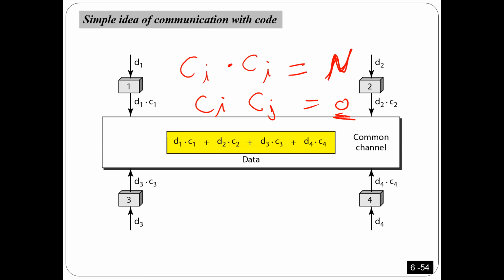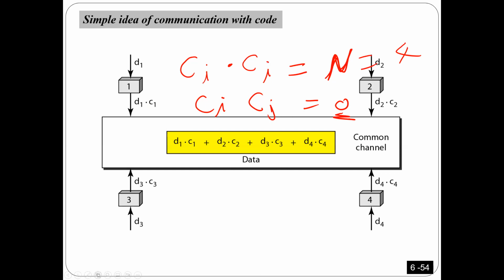I'm going to select these special codes, as you will see later, so that when I multiply the code by itself, I'm going to get n, where n is the number of computers. In this case, we have 4 computers, so n is 4. When I multiply the code by any other, different code, I'm going to get 0.